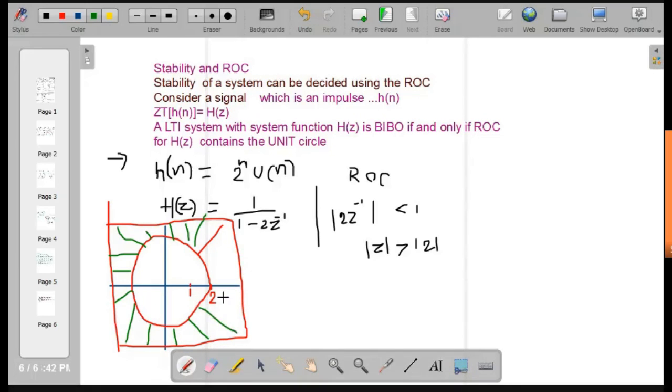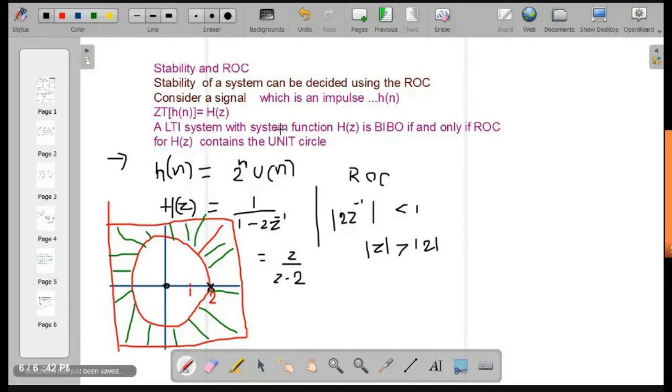Now, who is the pole? If you want to find the pole, this becomes Z upon Z minus 2. This is very clear. By doing this, you can easily see one pole and one zero. So this is a zero and this is the pole.